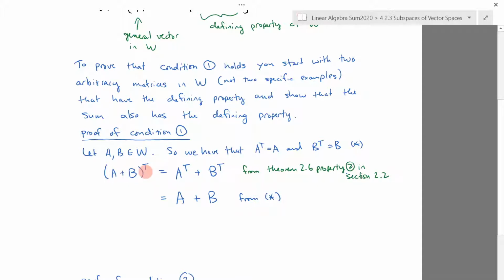But then this shows the closure property. So (A plus B) transpose is equal to A plus B, so that means that A plus B is symmetric. And so condition 1 is satisfied.